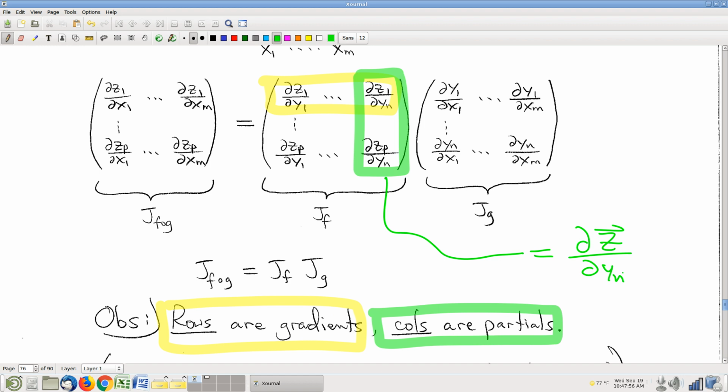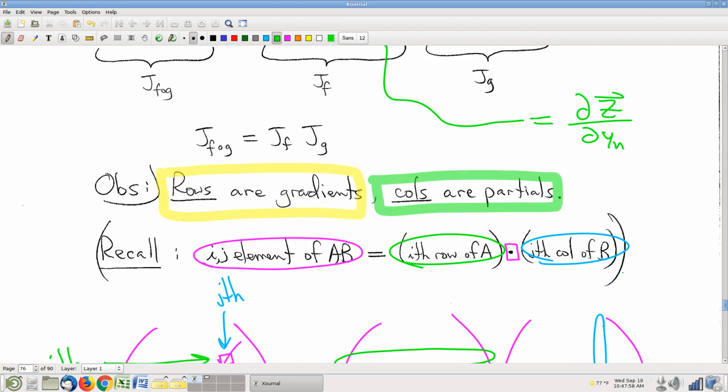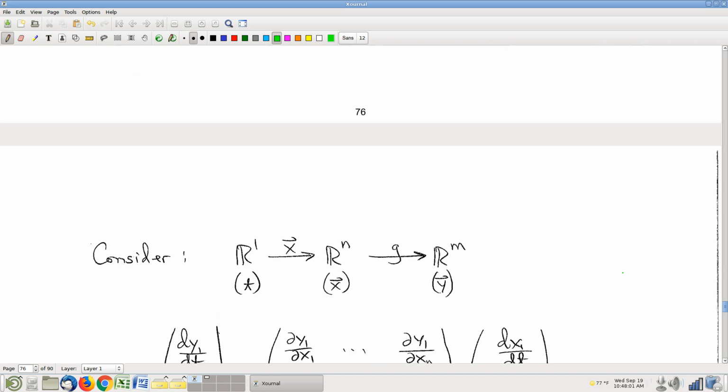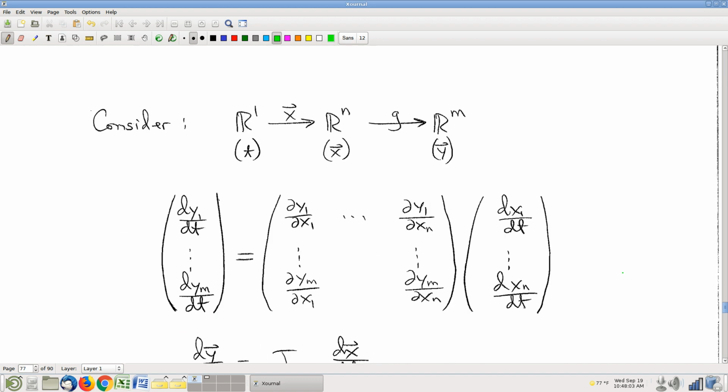Neat observation there as well. Okay. Alrighty, moving along. Let's see how we're on time.